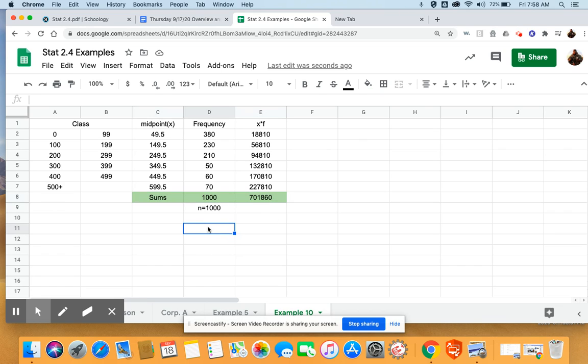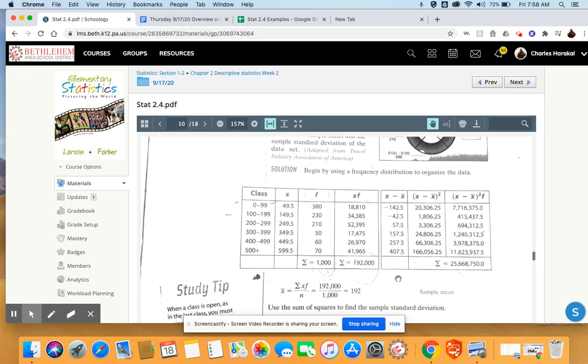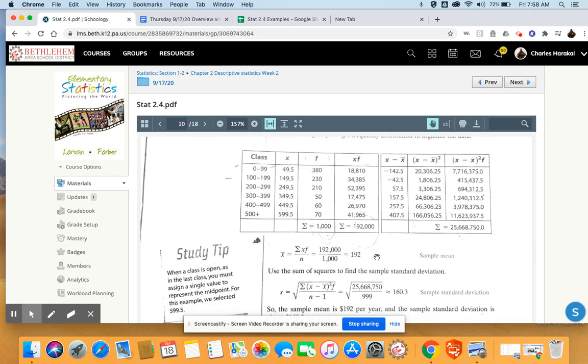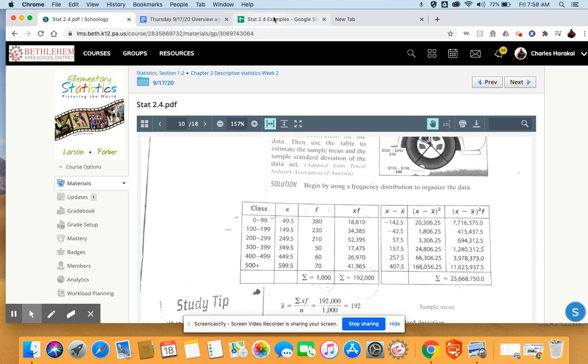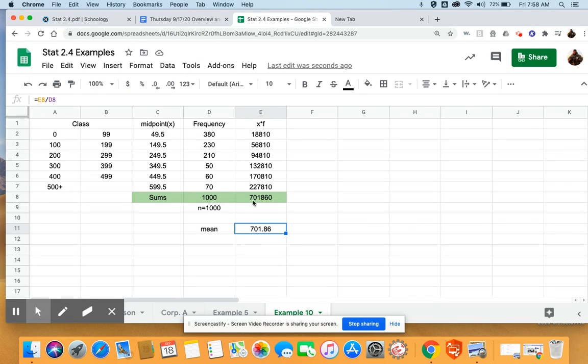Okay, we need to calculate the mean. And that mean is going to equal this number divided by this number. We've got a mean of 701.86. Something here is not quite right because our mean is not matching up with their mean. So let's take a look at our calculations here quickly. That number here divided by 1,000. They've got a different number than we got. Sum of x times f.